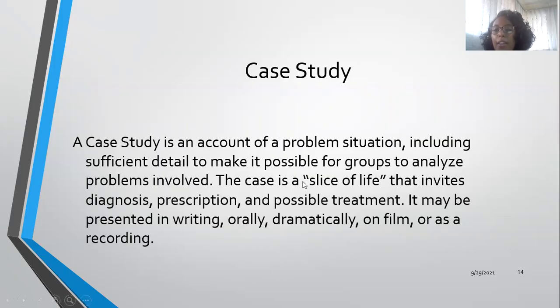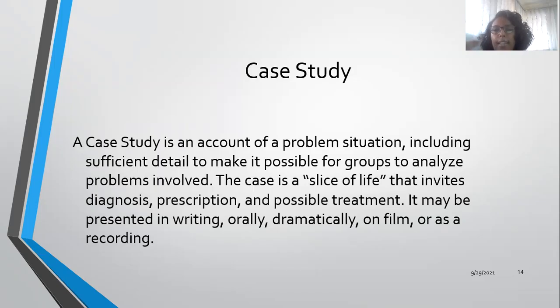It's a slice of life. It's something that's within the contemporary situation of the people. You bring it in and you say, aha, so how would you do it? What do you think about this? How would you solve this issue? So it's a diagnosis, prescription, and possible treatment. You bring a problem in to say, what do you think is the problem? How can you treat it? Okay, what would be your solution for the church? So this is a thing that would be presented to the class.